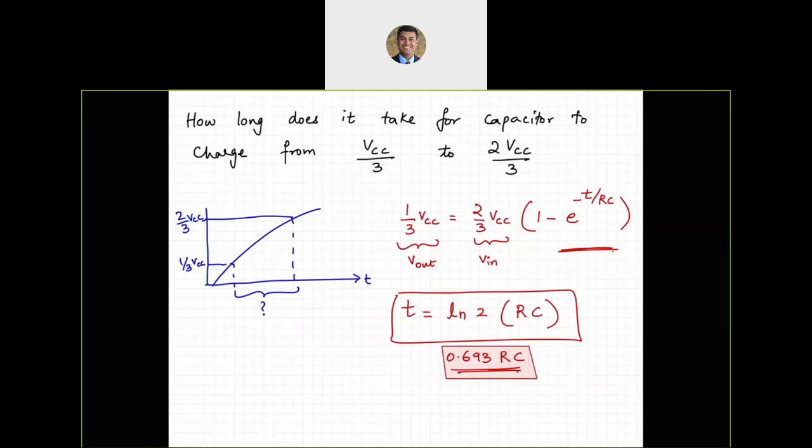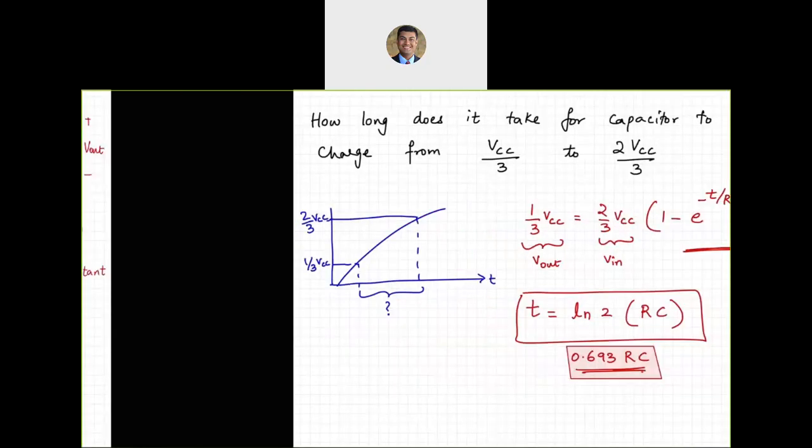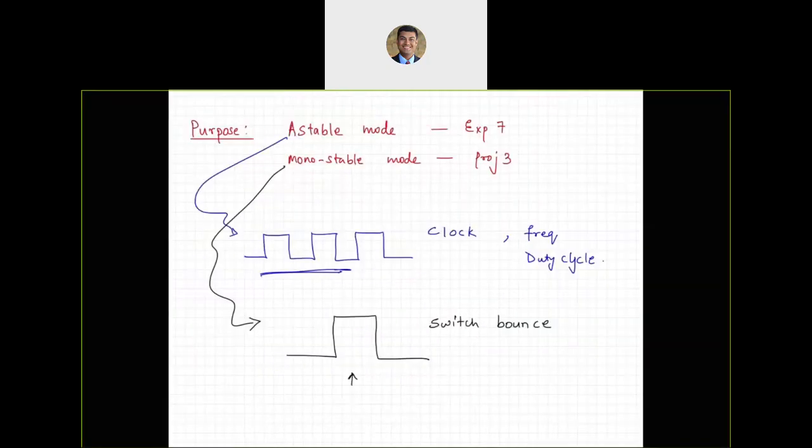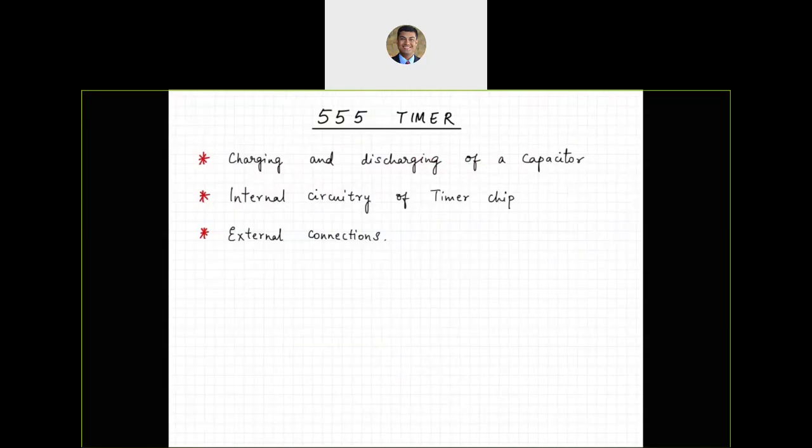During the complete analysis, all of these will play a role. Okay, so that's the charging and discharging of the capacitor, and the capacitor is a very important element in the 555 discussion. So let's go on and look at the next item. The next item is the internal circuitry of the timer chip. So let's do that by looking at the experiment write-up.